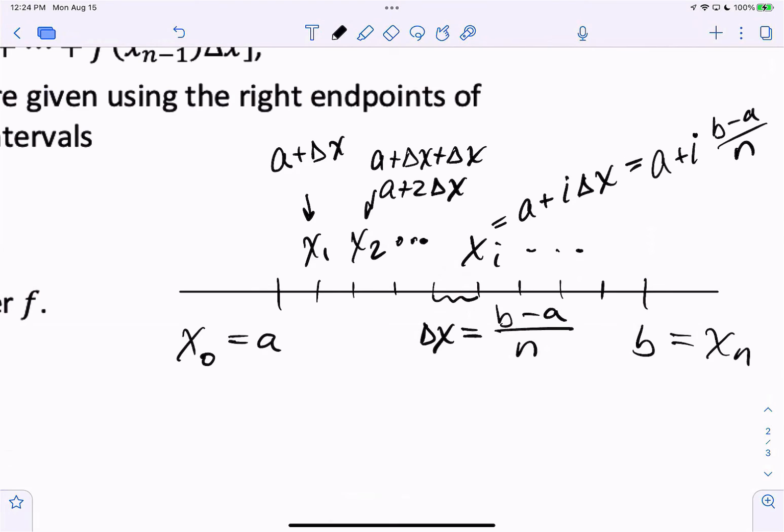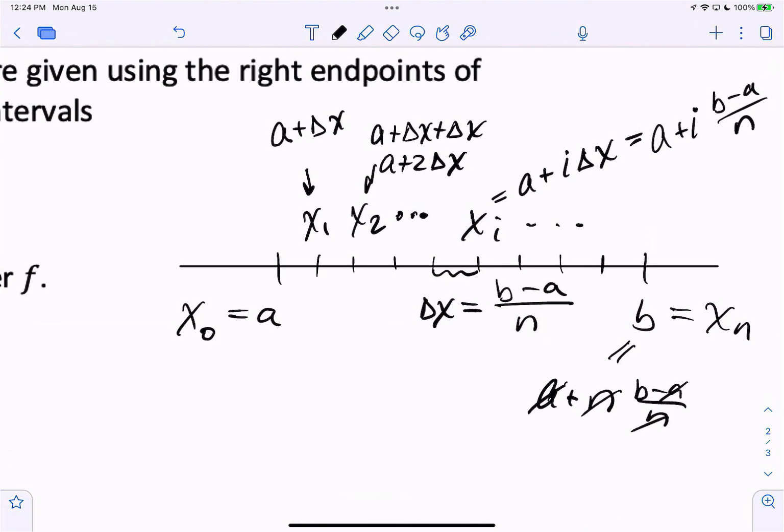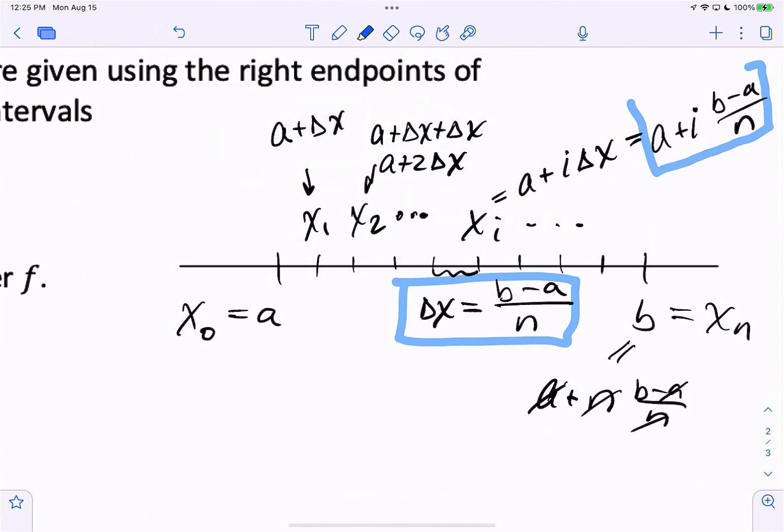And in case you're wondering how this works for the right endpoint b, b is equal to a plus n iterations of b minus a over n. Guess what? The n's divide out. Guess what? The a's subtract out. b is equal to b. It all makes sense. Out of all of this, here's what I want you to have. That delta x is equal to b minus a over n, and that x sub i is equal to a plus i times b minus a over n.